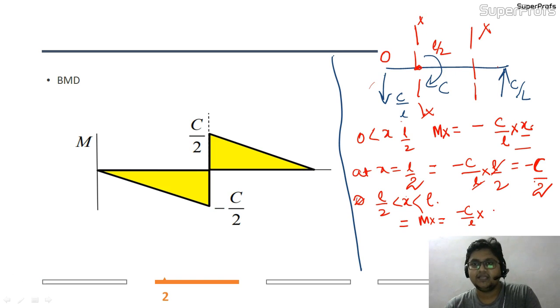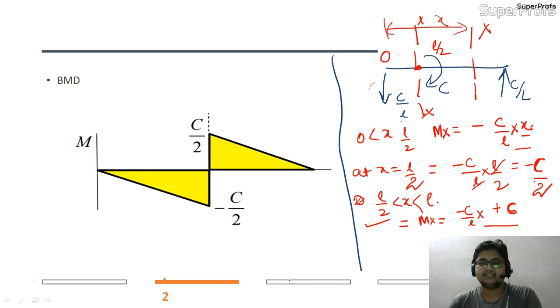So it will be plus C, and after that there is no any moment. So this will be the equation. So if my section is lying at this point, that is my X, that is after the couple, then I will be having this equation. So with the help of two equations, I will be drawing my diagram.